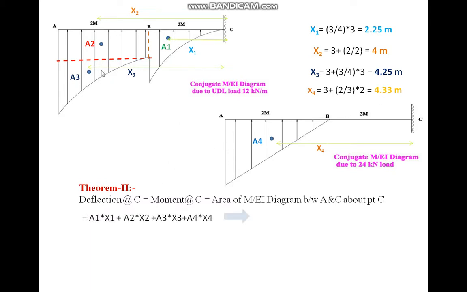Now you have all the area values. Multiply the distances: A1 into x1, A2 into x2, A3 into x3 and A4 into x4. You get 609.42 divided by EI. This is the deflection at point C, or the moment at point C.